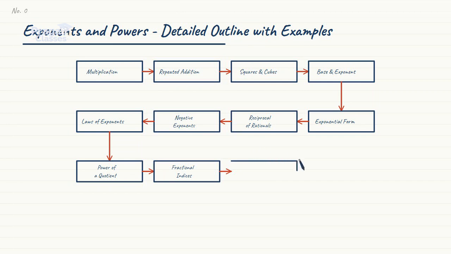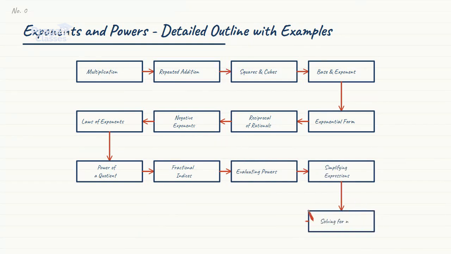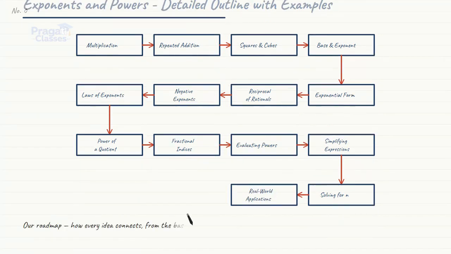But numbers don't just grow, we'll also explore what happens when we flip them, starting with the reciprocal of rational numbers, which then opens the door to understanding negative exponents and how they connect to tiny fractions. Together we'll learn the core laws of exponents that make giant calculations simple, how to handle the power of a quotient when fractions get involved, and the beautiful logic behind fractional indices, where exponents become roots. We'll practice evaluating tricky powers, simplifying complex expressions, and even solving for unknown exponents like a puzzle.